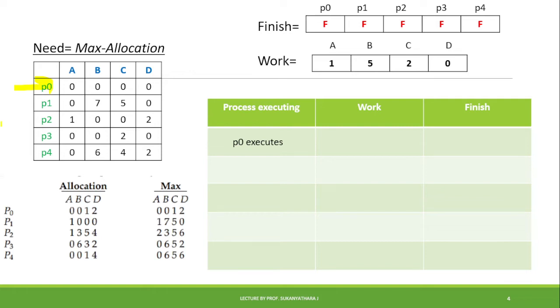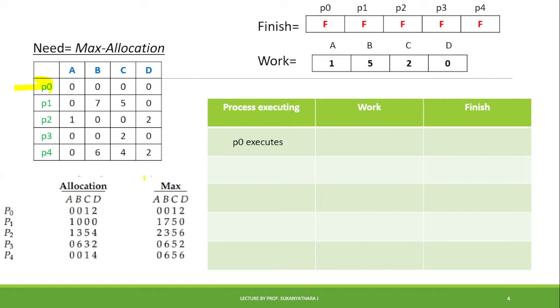Okay, so here the need of P0 is 0, 0, 0, 0. That means that P0 requires 0 instance of resource type A, 0 instance of resource type B, 0 instance of resource type C, and 0 instance of resource type D to execute or to complete execution and leave. Okay, so it is less than or equal to work, so we will say that P0 executes completely and it leaves the system. When P0 leaves the system, P0 will release all the resources which were allocated to it.